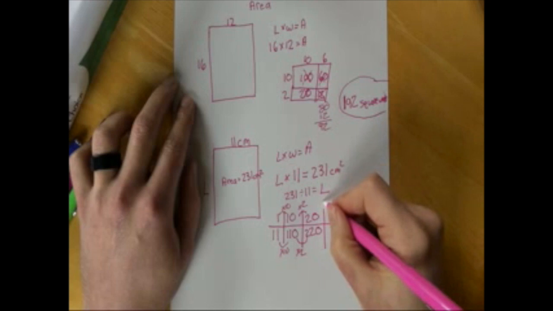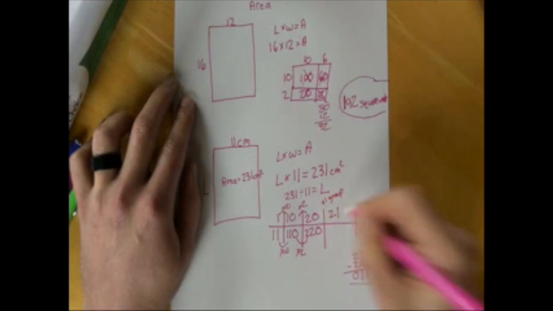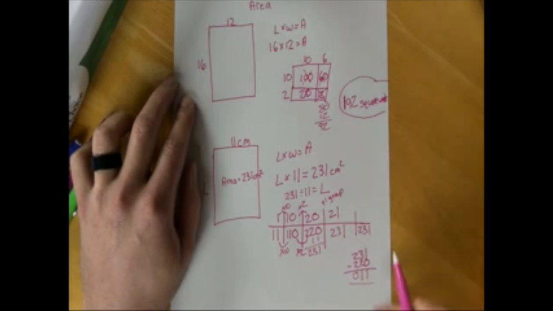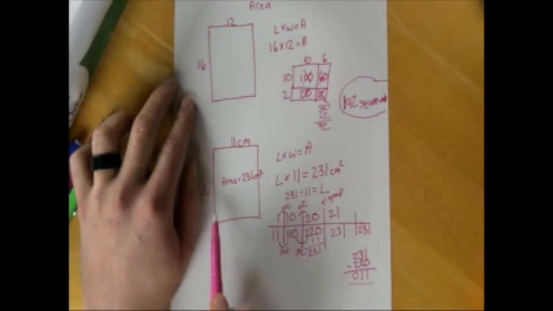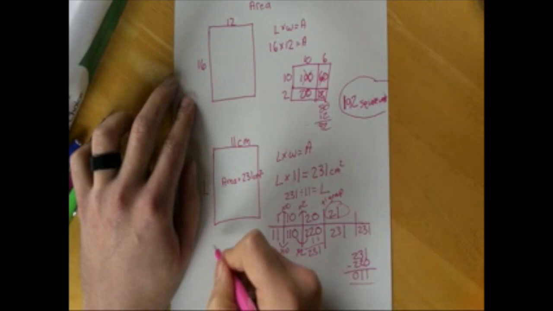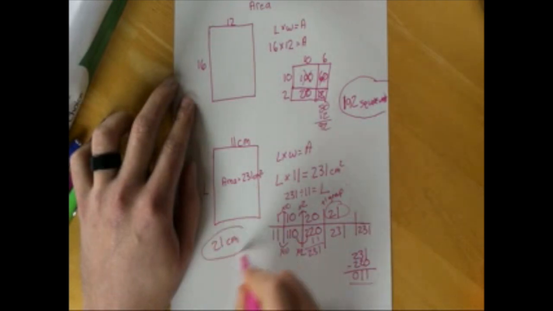So I know that that is only one group of 11, so I'm going to add one more group. So that would be 21, and then I would just add 11 in. 220 plus 11 is 231. So I know that the length of this must be 21 centimeters.